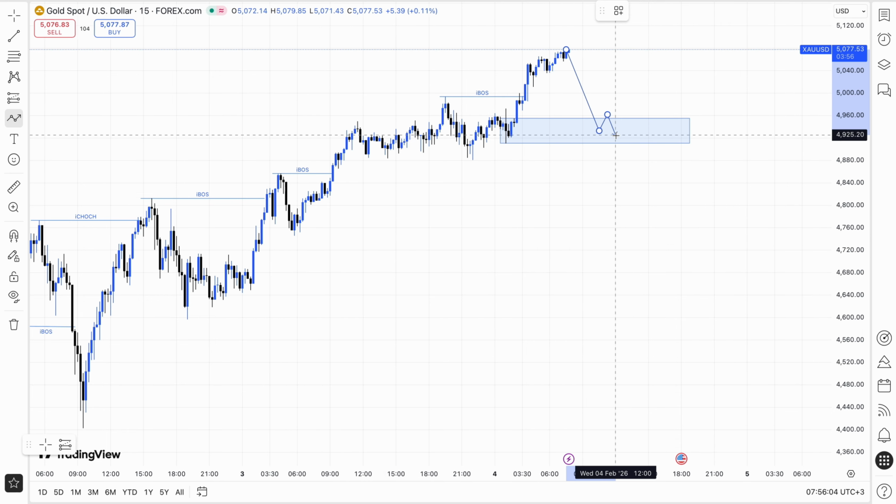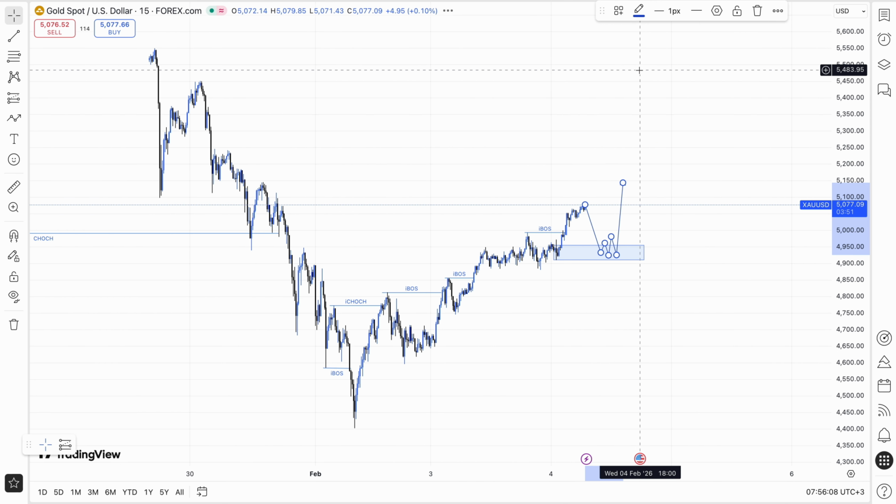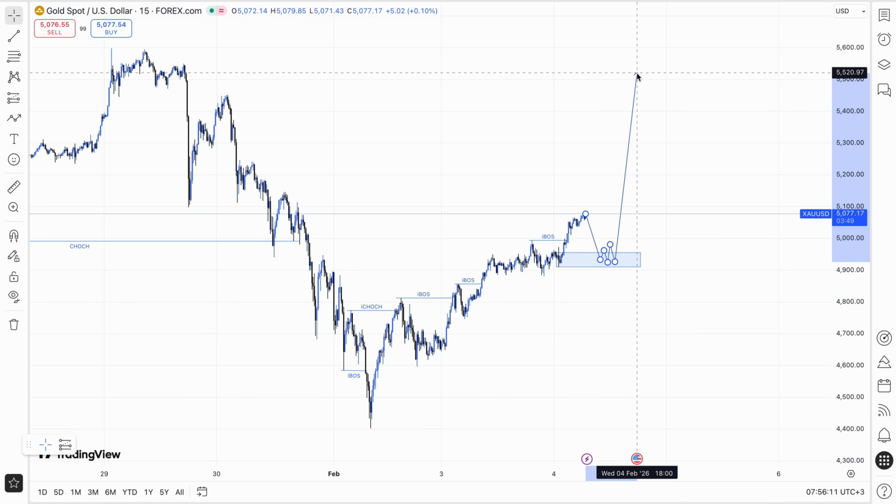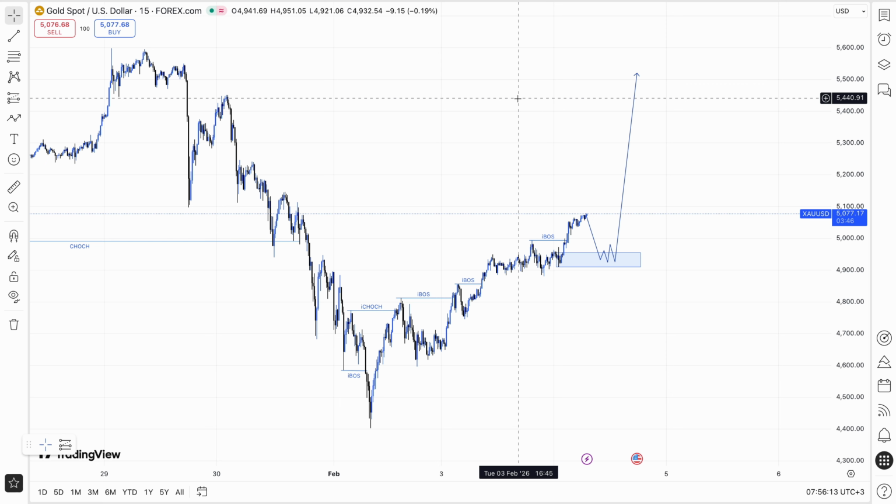Then I will look for buy confirmation. Then I'll continue buying this price. It's gold. Super, super simple. Super, super aggressive, but good.